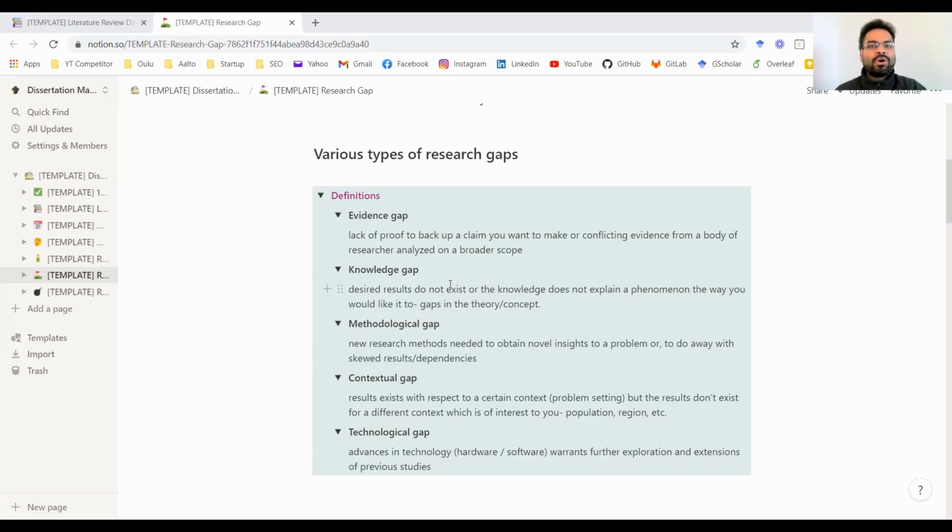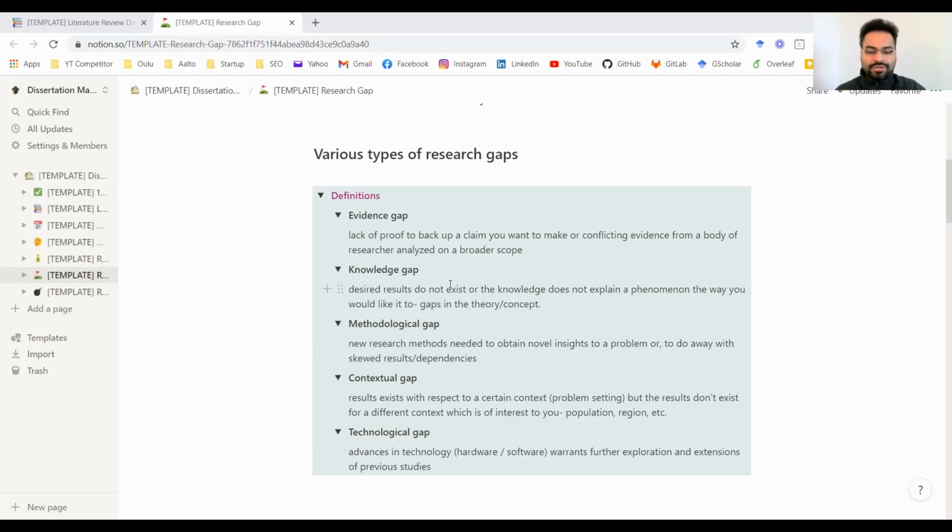The next one is a knowledge gap. These are desired results that you would have hoped to exist, but they don't. The knowledge does not explain the phenomena the way you would like it to. So there is a gap in the theory, the concept, that is preventing you from being able to explain something. So it's a lack of knowledge.